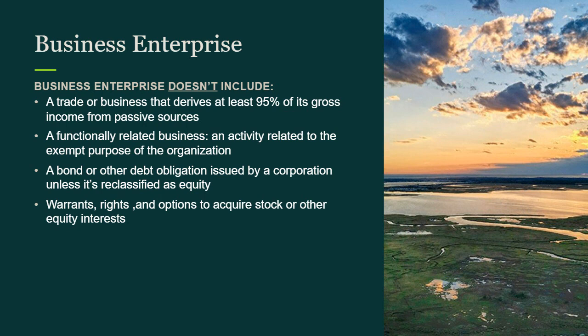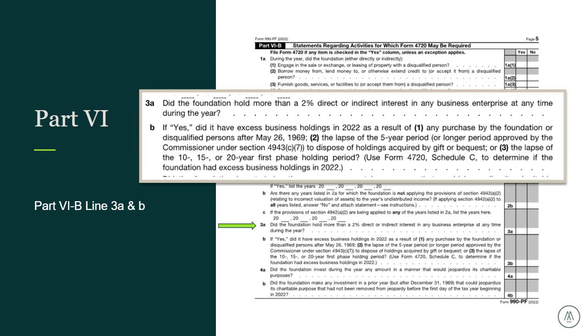And again, tying it back to the 990-PF, Part 6B, lines 3a and 3b is where this question gets addressed. So 3a asks about the 2%, and that may be answered yes. You may have more than 2%. But hopefully 3b is answered no, and that you actually aren't in an excess business holdings situation.